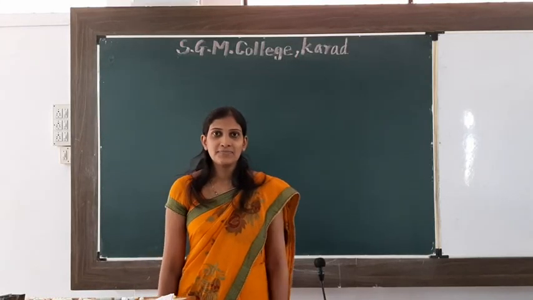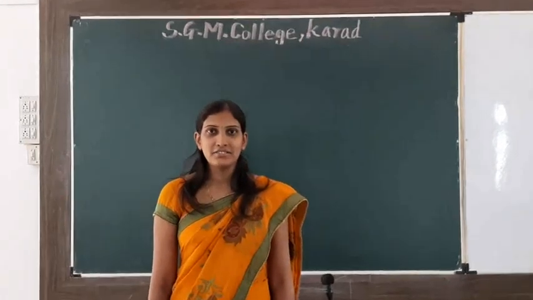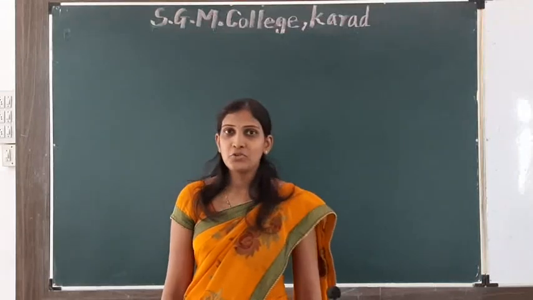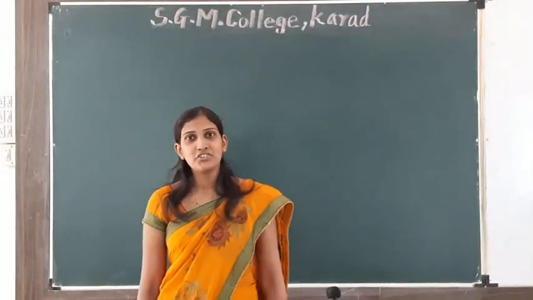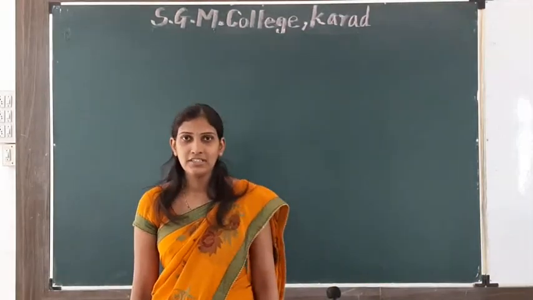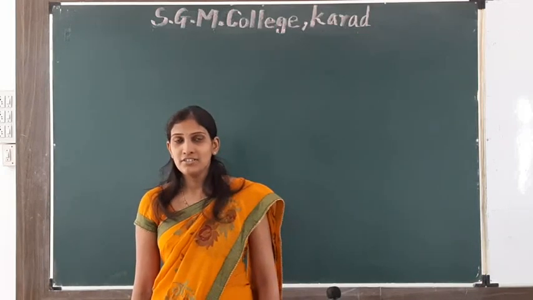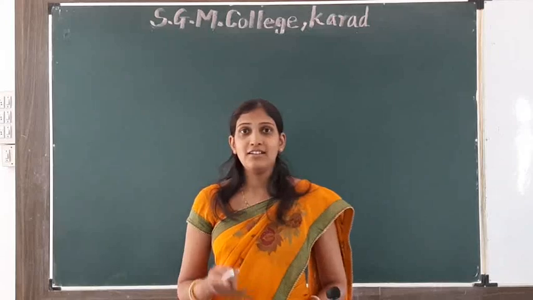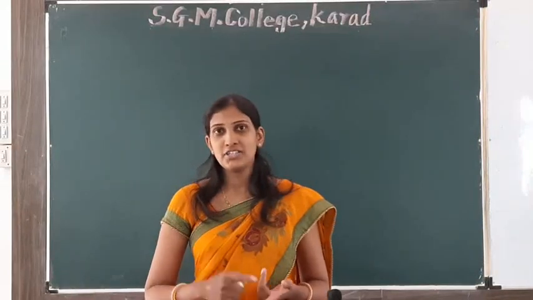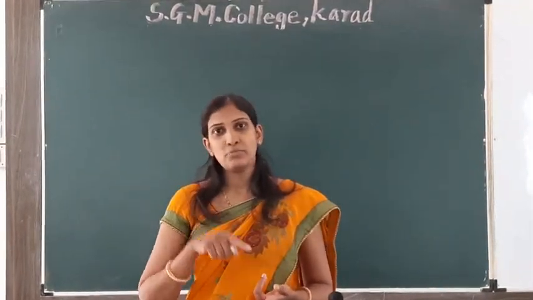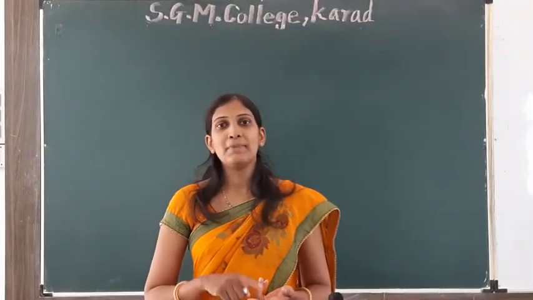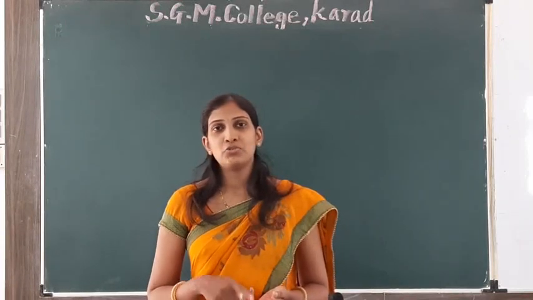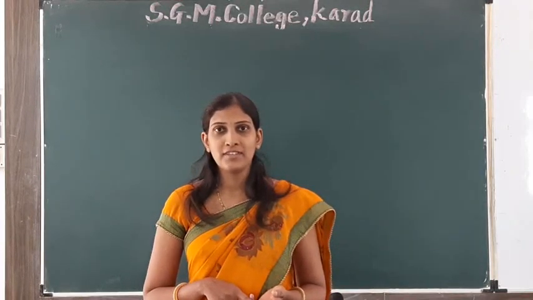Hello students, in the last lecture we studied the vector equation and Cartesian equation of a line. What is the vector equation? The vector equation of a line passing through a point and parallel to a given vector is r bar is equal to a bar plus lambda b bar, and its Cartesian equation is (x minus x1) upon a is equal to (y minus y1) upon b is equal to (z minus z1) upon c.